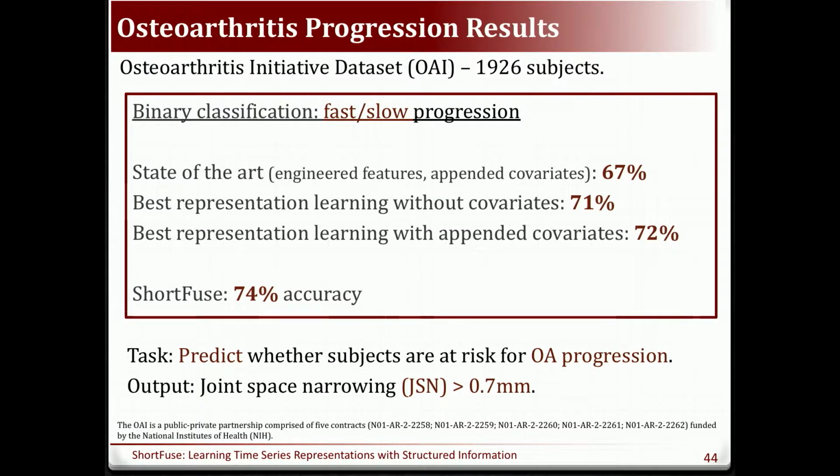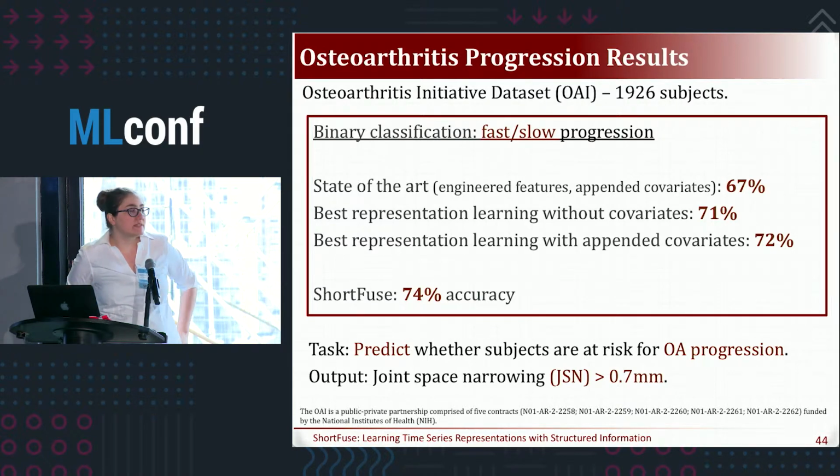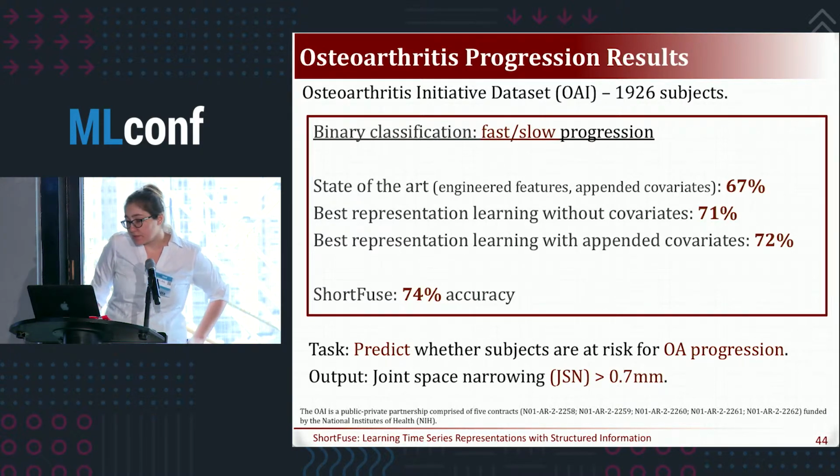So these are the results we obtained. The state-of-the-art result, which was obtained by engineering some features from the time series and then appending the covariates and then training a random forest model on top of it, or a well-performing classifier on top of it, only got 67% accuracy. With Short Fuse, we managed to increase that to 74%.